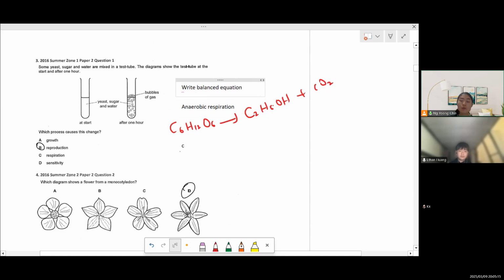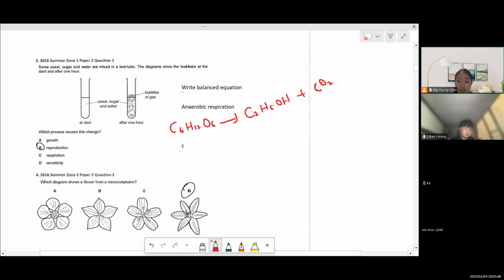What does it mean by balanced? Balanced means that when you write out the equation, you should ensure that both sides of the equation have the balanced number of atoms. For example, you can see this: C6. The left side contains 6 carbon. Then how about the right side? The right side only contains 1, 2, 3. Only 3 carbon, which is definitely not enough. So if you want to make it balanced, you can add another 2 here.